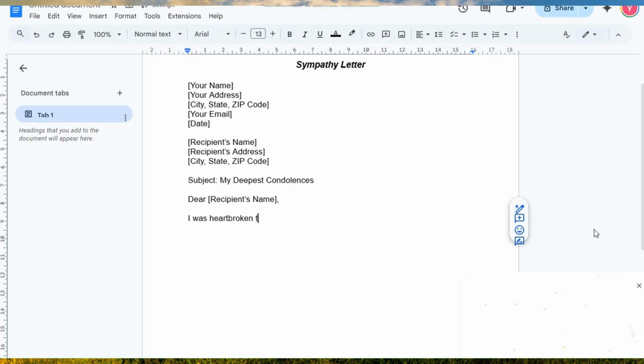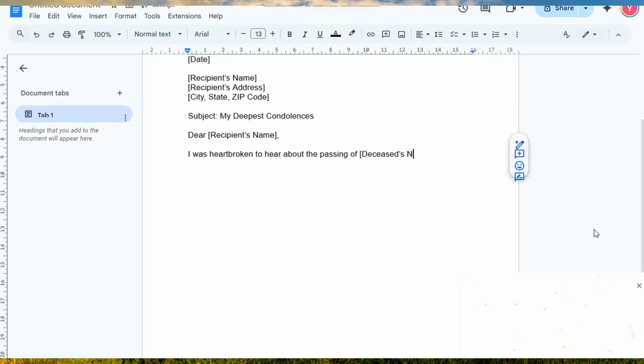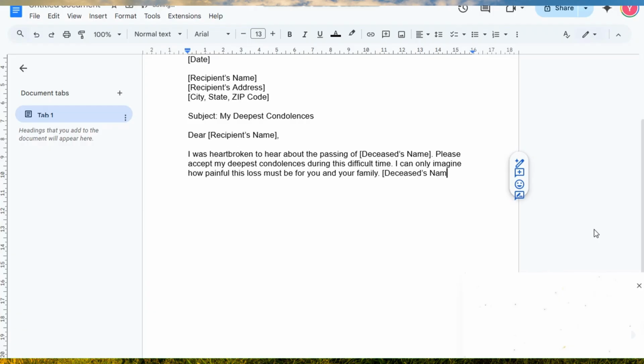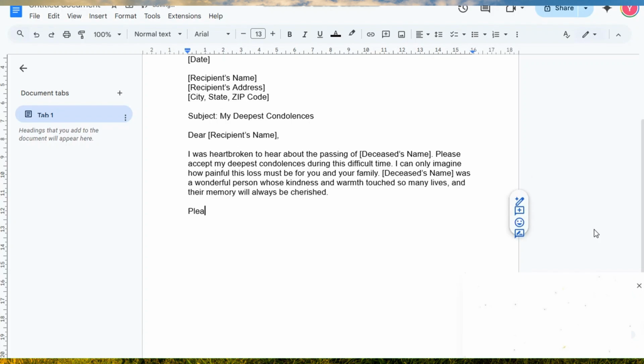After that, write, "I was heartbroken to hear about the passing of deceased's name. Please accept my deepest condolences during this difficult time. I can only imagine how painful this loss must be for you and your family. Deceased's name was a wonderful person whose kindness and warmth touched so many lives, and their memory will always be cherished. Please know that my thoughts and prayers are with you.